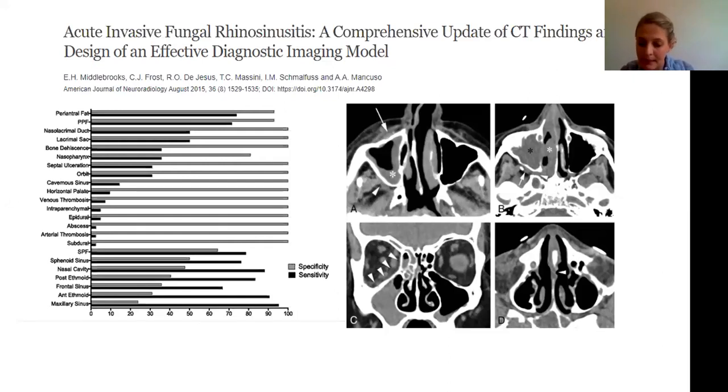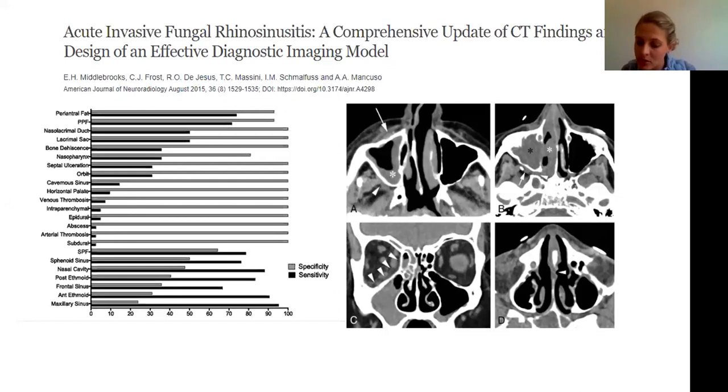In image B, just one over to the right, that's an axial image. This is now a different patient, and it shows unilateral right nasal cavity involvement indicated by that little white asterisk. And also the maxillary sinus involvement, that's your black asterisk, as well as involvement of that right posterior periantral fat. So you can see that little white arrow there.